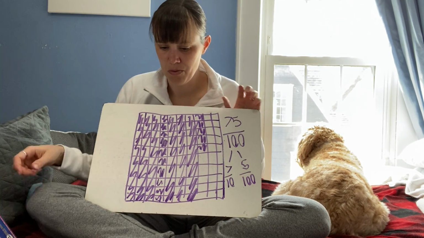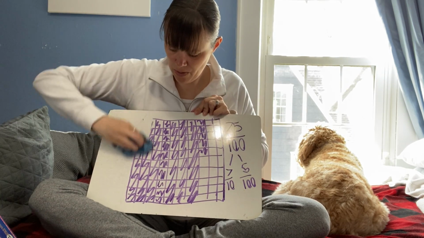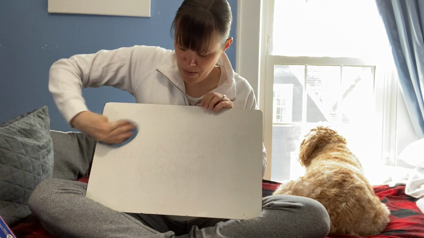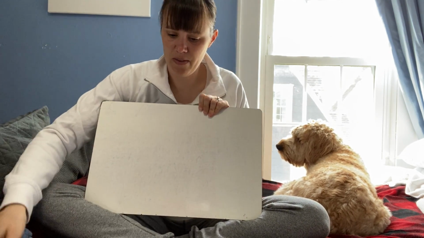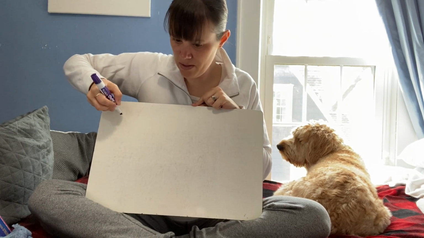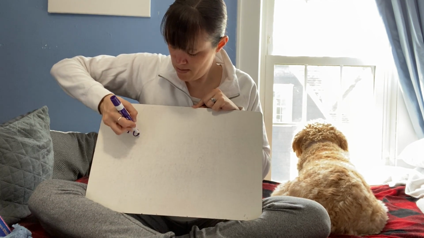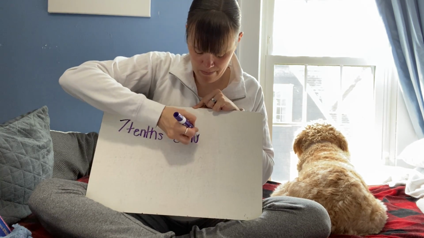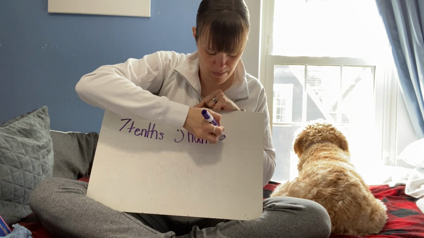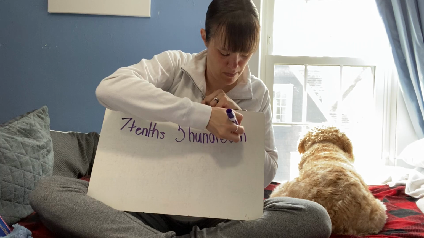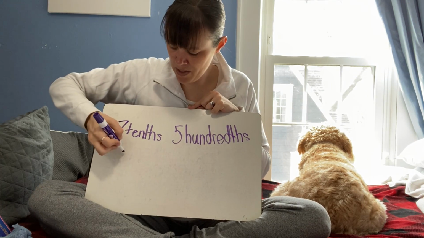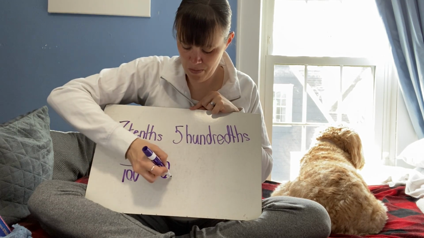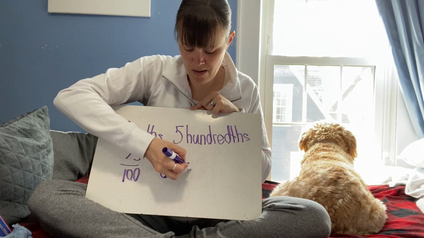Okay? So now I'm going to erase this part so I can finish up the actual writing here. I miss writing on the desk, boys and girls. This is not as fun. So 75 hundredths is 7/10 and 5 hundredths. Okay? In fraction form, it is 75 hundredths, right? And in decimal form, it is 7/10, 5 hundredths.